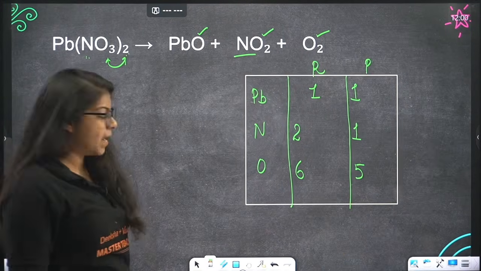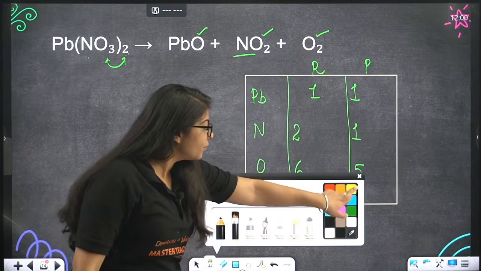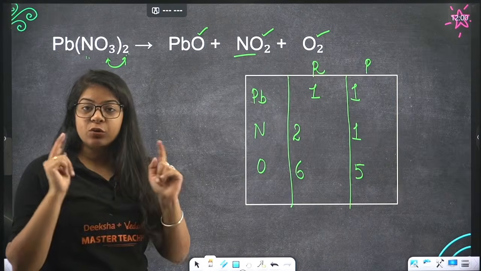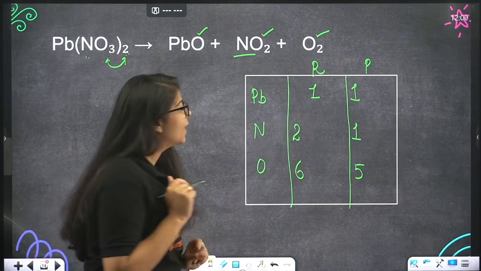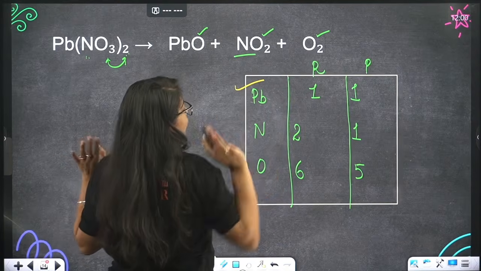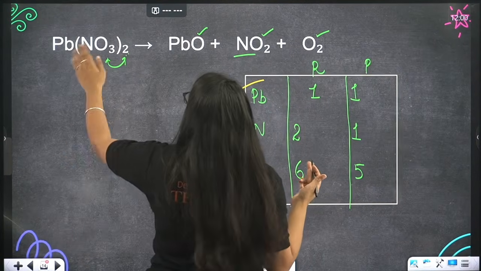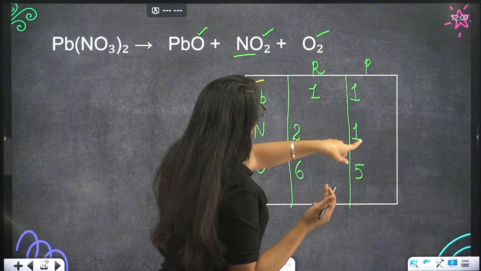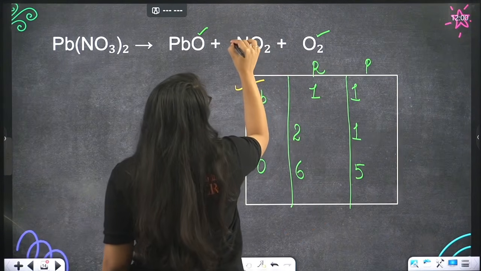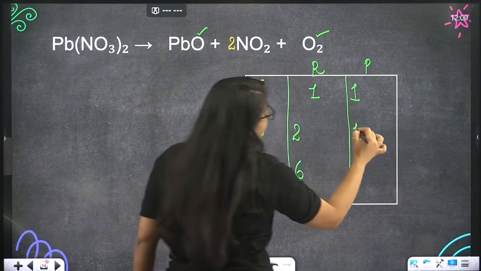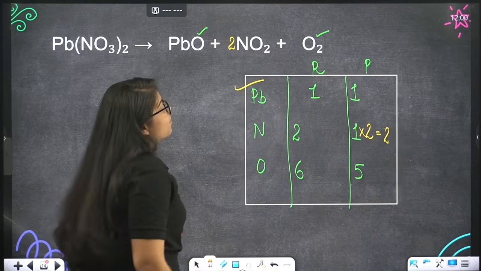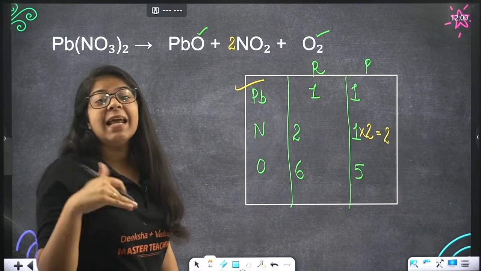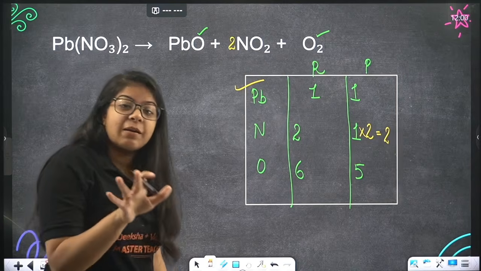You need to balance this. Okay, do it with me. I'm doing here. You try to do it yourself and let me know if you did it faster than me or not. Okay, Pb we don't have to balance. Nitrogen is 2 on the reactant side, 1 on the product side. So I will just multiply 2 here. 1 into 2 will be 2. So nitrogen is balanced. But in trying to balance nitrogen, we unbalanced oxygen.